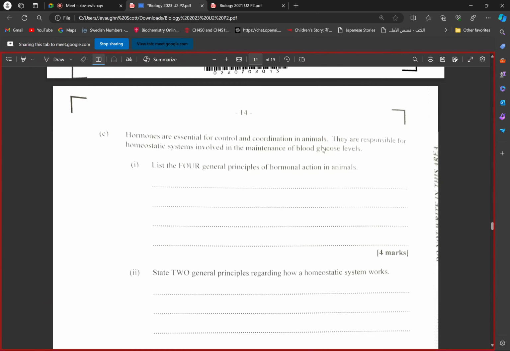Hormones are essential for control and coordination in animals. They are responsible for homeostatic systems, involved in the maintenance of blood glucose levels. List 4 general principles of hormonal action in animals. What are the principles of hormonal action? I think first we would talk about how it's produced. All hormones are produced by ductless glands called endocrine glands.